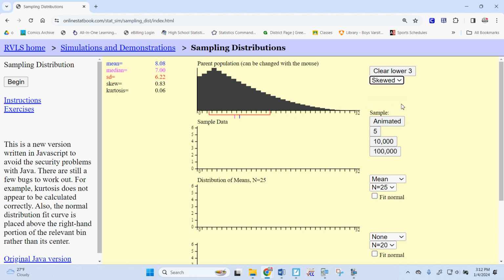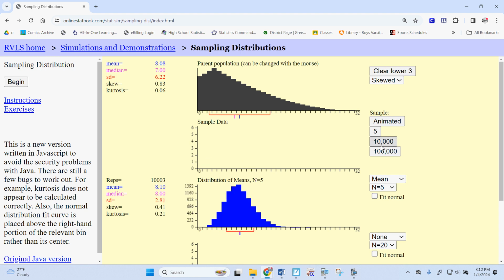Well, let's look at a skewed one. So we'll start with a sample of 5. And if we do the same thing, take a sample, plot the mean. Take a sample, plot the mean. Take a sample, plot the mean. Or if we do this 10,000 times, we get to here. So you'll notice from this skewed example, our mean is still very similar. Standard deviation got smaller, but it's still a normal distribution.